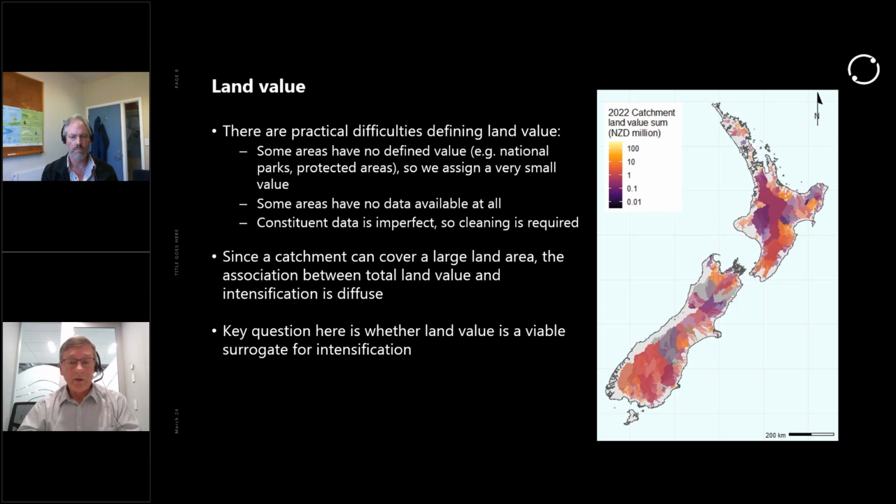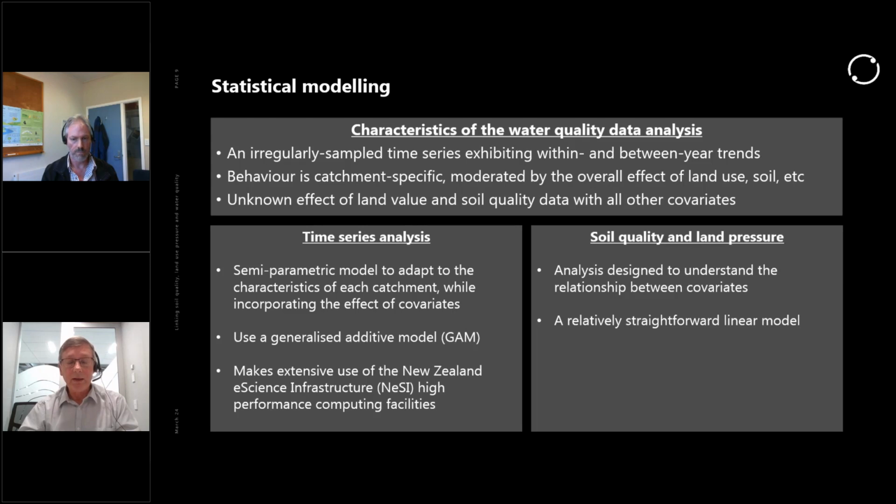And the constituent data itself is quite imperfect, so a lot of cleaning was required to get it into this spatial form. Now, catchments cover quite a large land use area, so the association between the value and intensification is quite diffuse, so we wouldn't expect it to have a temporal component. So the key question, as we've noted before, is whether land value is a viable surrogate for intensification.